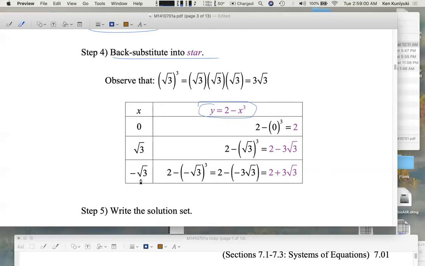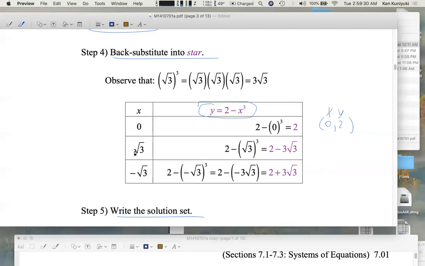We had 3 real values for x. When we plug these values for x into this formula for y, what do we get? When x equals 0, we get 2 minus 0 cubed, we get 2. And the corresponding ordered pair would be (0, 2). x coordinate, comma, y coordinate. I'll list these ordered pairs out later because we're going to write the solution set later on.